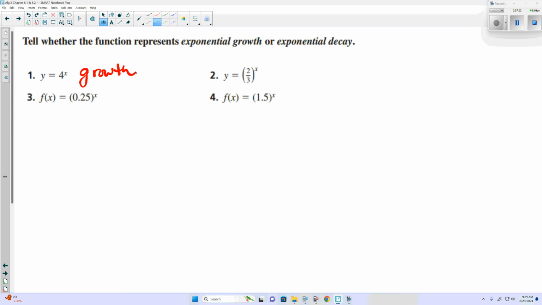Because 4, our base is greater than 1. 2/3 would be decay, because that is between 0 and 1. 0.25, decay, because 0.25 is between 0 and 1.